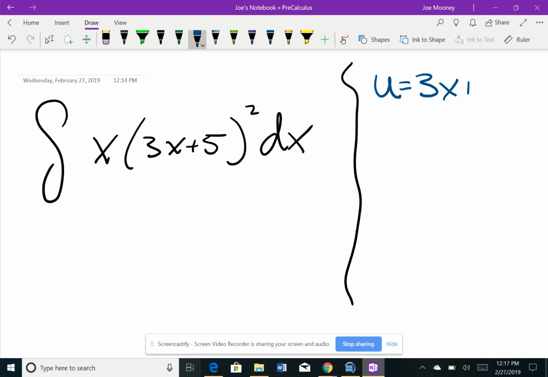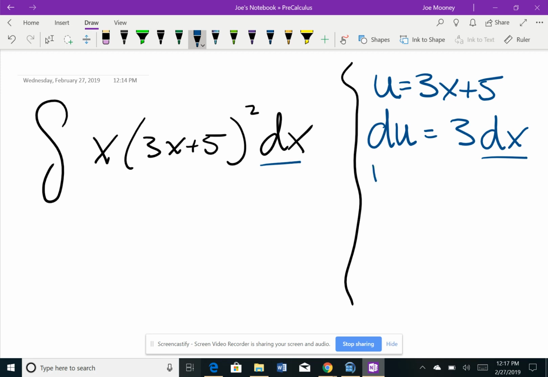You see the u is probably going to be my 3x plus 5, right? Let's go ahead and try and figure it out. Let's see what du is. du would be 3 dx. Well, I'm going to isolate for the dx. I need to do that. So I know basically 1/3 du is equal to dx, right?